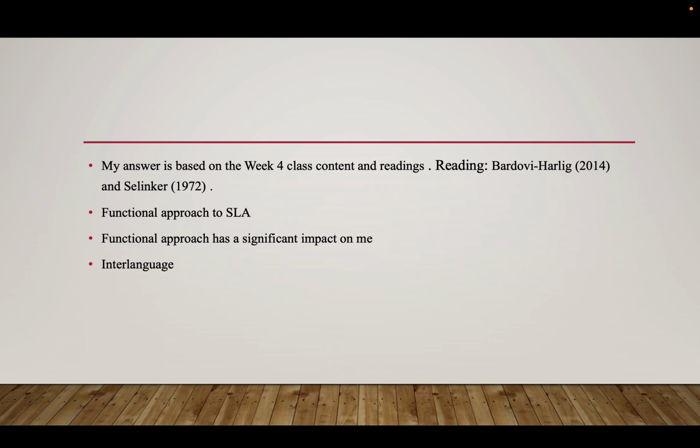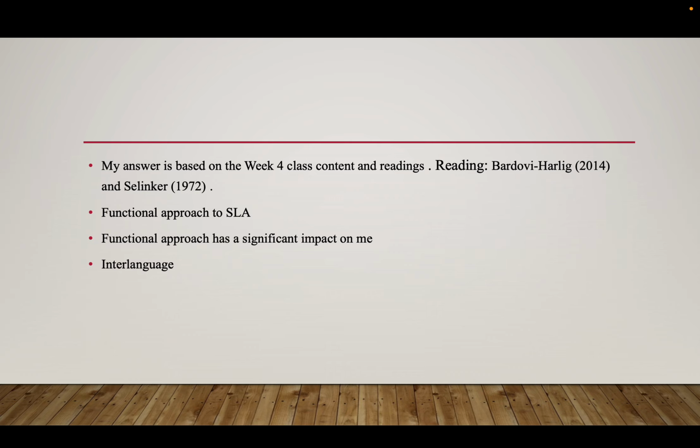The functional approach views language learning as a social and interactive process, rather than just a personal and cognitive process. It also advocates that second language learners should focus more on using the language in a real and meaningful environment or context, rather than just memorizing vocabulary, grammar, and so on.